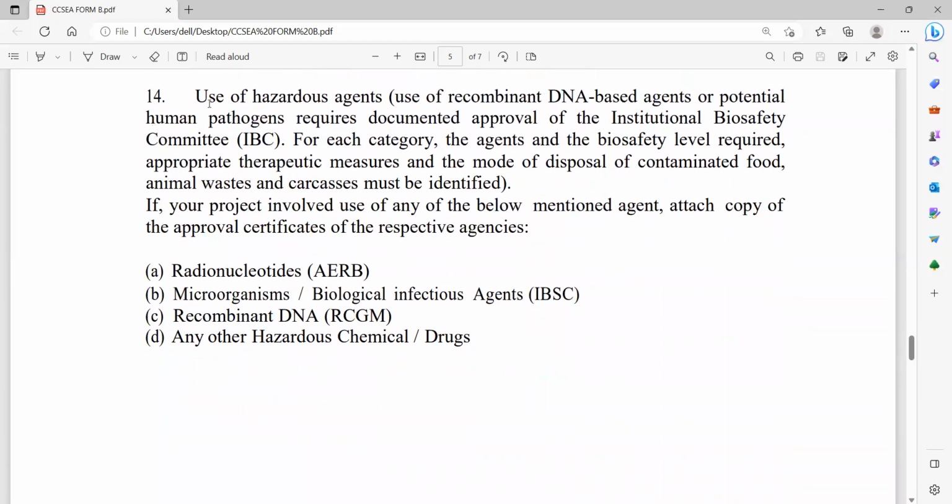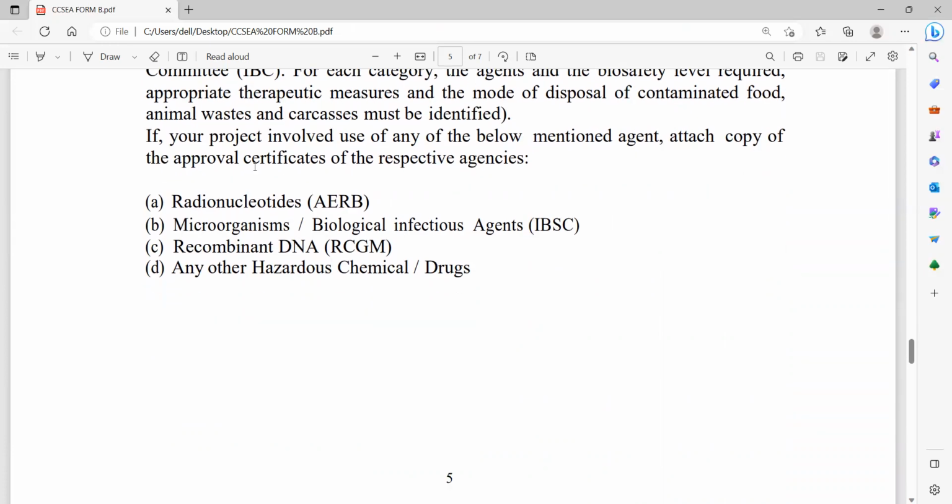Then if you are using any hazardous agents, it is mandatory to take approval from the institutional biosafety committee. If the college doesn't have this committee, then you have to take approval from a nearby institutional biosafety committee for doing this. Under this, various compounds and agents are there. So attach a copy of the approval certificate of the respective agencies.